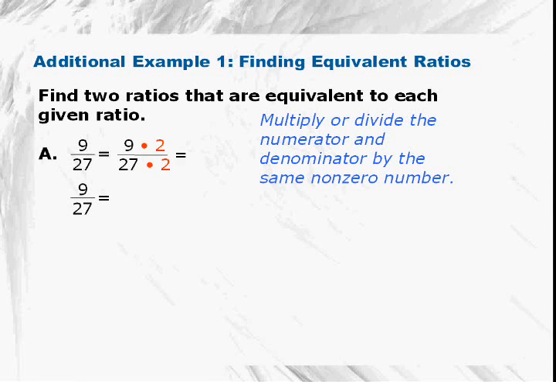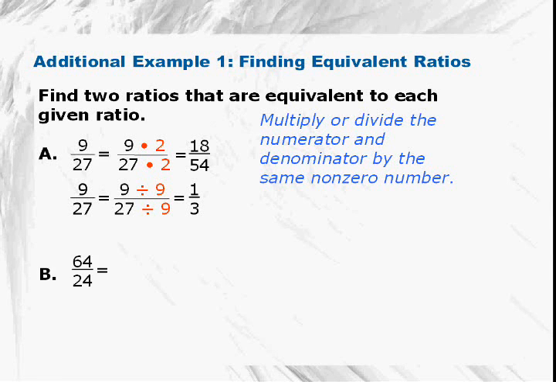So for the top one, I'm going to try multiplying. I picked 2. So if I took 9 to 27 and I doubled the 2 things that I was comparing, that would give me an equivalent ratio of 18 to 54. If I took 9 to 27 and I tried dividing by 9, I would get an equivalent ratio of 1 to 3. The reason why this works is because you're multiplying or dividing the numerator and denominator by the same number.